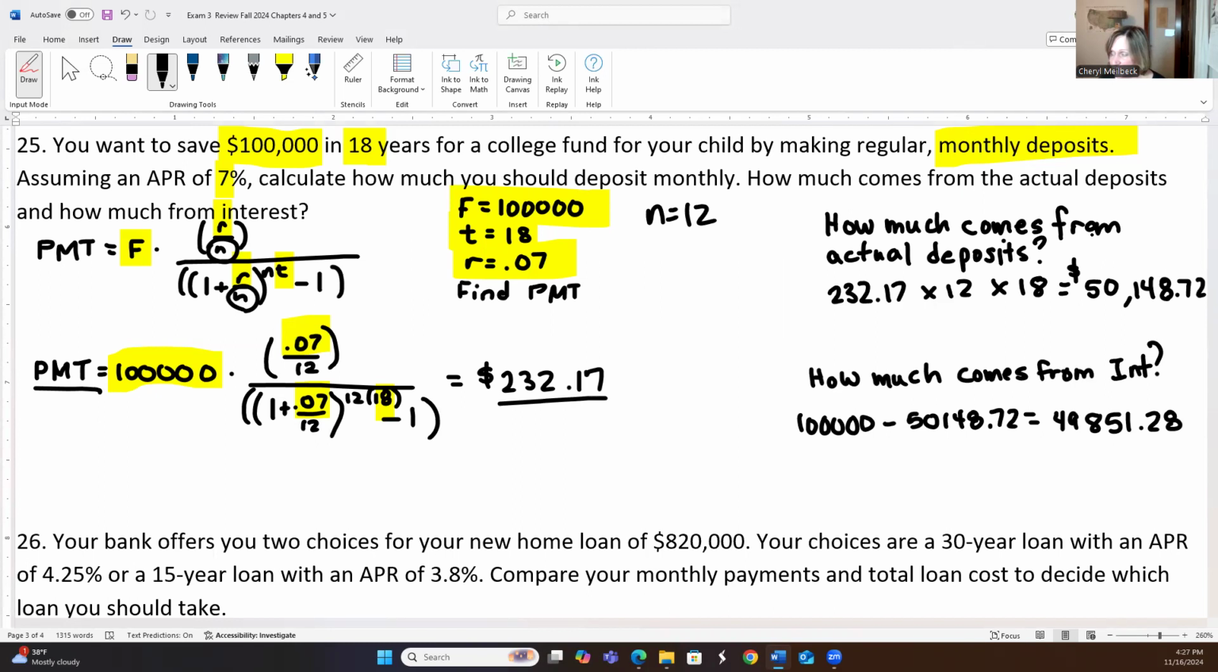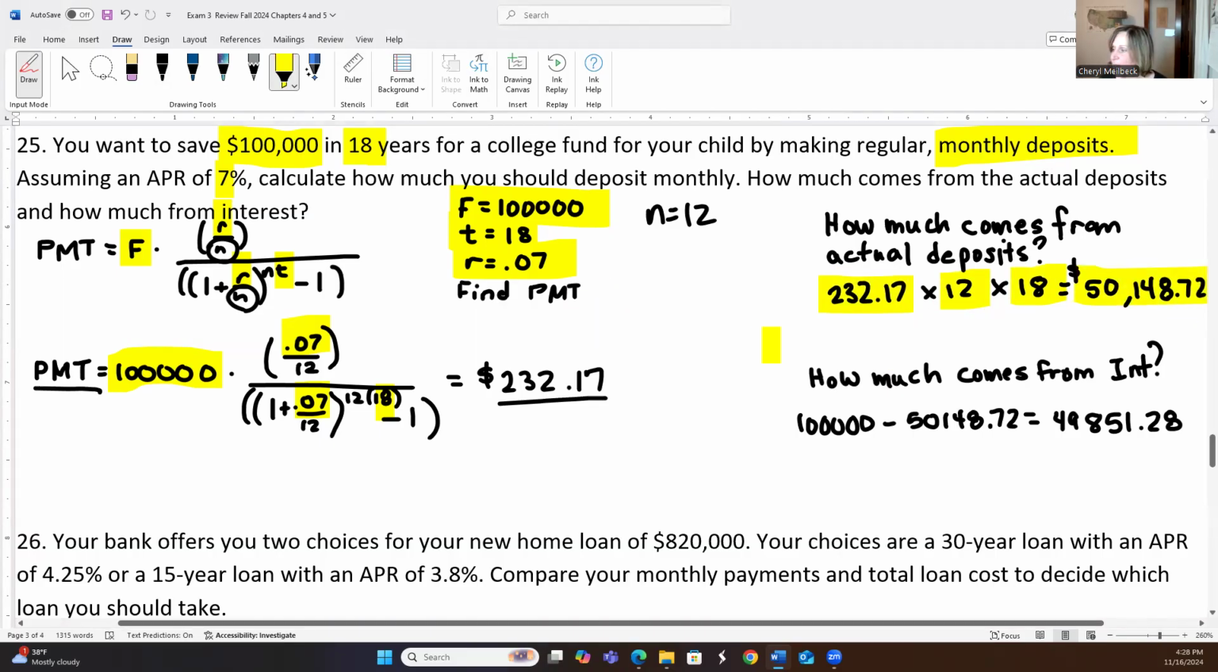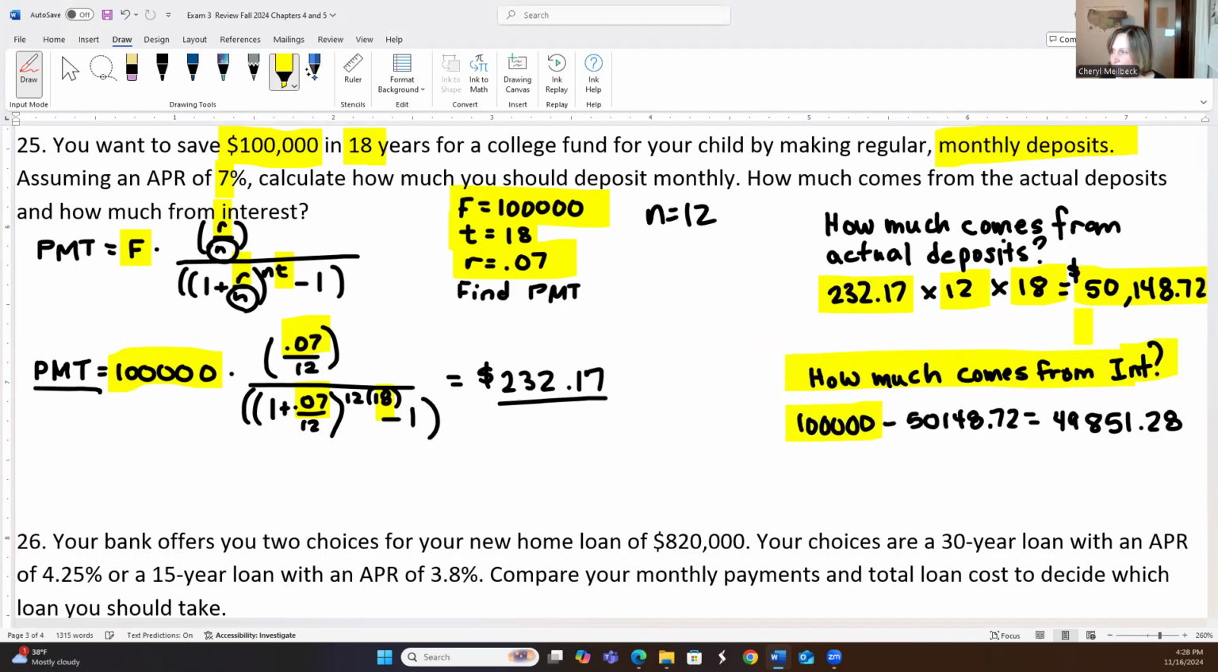Then it asks how much of that $100,000 that you earn came from actual deposits. So the way you calculate that is you know that you put in $232.17 a month, 12 months a year for 18 years. So when you multiply those together, you get the total amount of payments. But then it asks how much comes from interest. Well, if you wind up with $100,000, if you subtract the money that you put in, you find that the interest that you earned made up the rest of it, which is $49,851.28. Dollar sign on that.